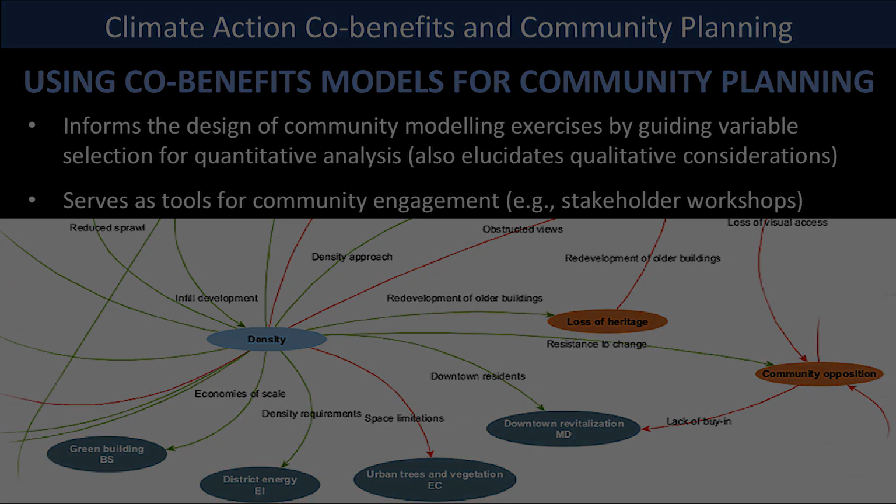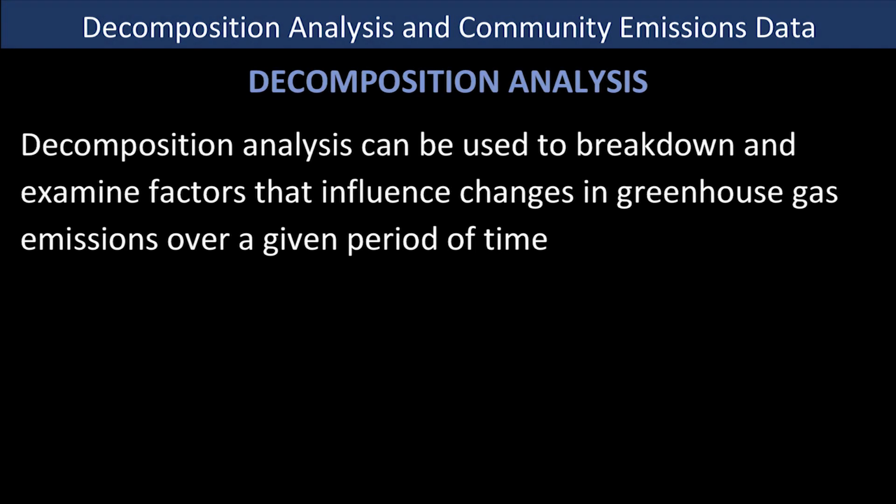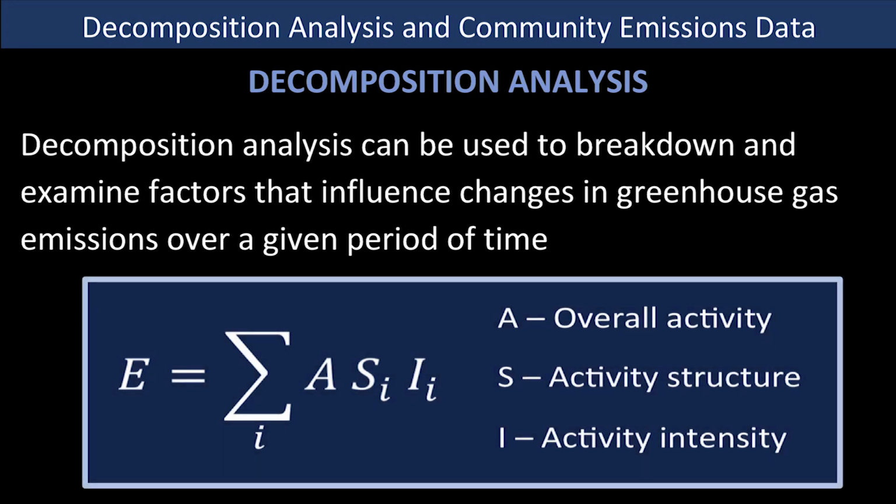So that's co-benefits. The second project that we did, decomposition analysis, in essence, is a way of breaking down and exploring the factors that cause a change in a variable over time. So in this case, we're looking at emissions. Like a decomposition model, I'm not going to get too deep into the math there. This is the only formula I'm going to throw at you. These are the main factors that you look at.